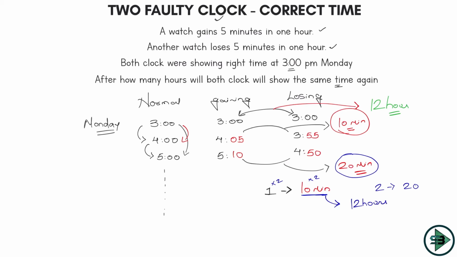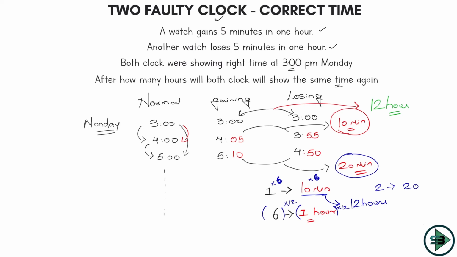I need to make this reach 12 hours. So what will I do now? First, multiplying both sides by 6. So this becomes what? In 6 hours, the difference between their timing will be 10 into 6, which is nothing but 60 minutes, which is nothing but 1 hour. So in 6 hours, the difference between their timing is 1 hour. I need to get this 1 hour to 12 hours. Now multiplying both sides by 12.